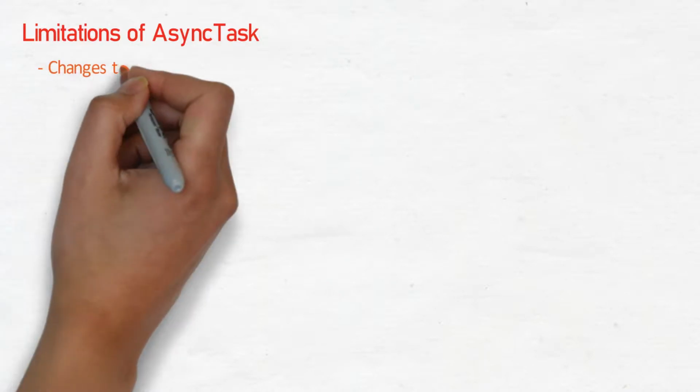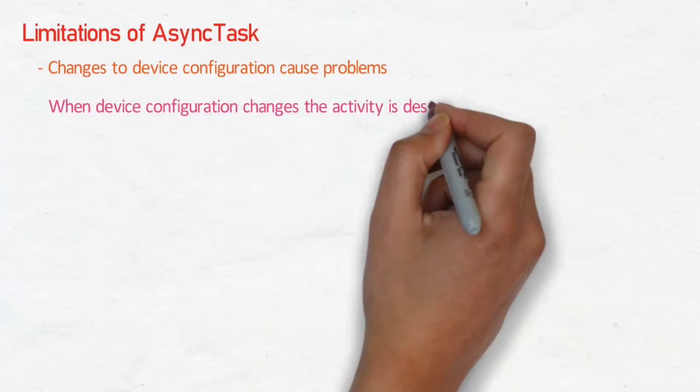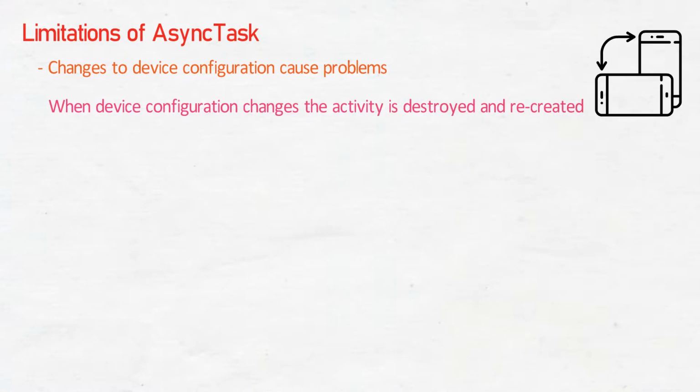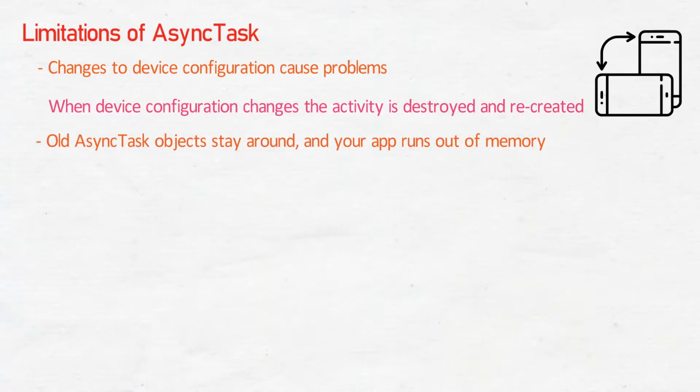Async task is impractical for some use cases. Changes to device configuration cause problems. When device configuration changes while an async task is running, for example if the user changes the screen orientation, the activity that created the async task is destroyed and recreated. The async task is unable to access the newly created activity and the results of the async task aren't published. Old async task objects stay around and your app may run out of memory or crash.